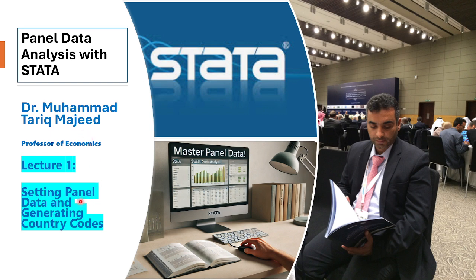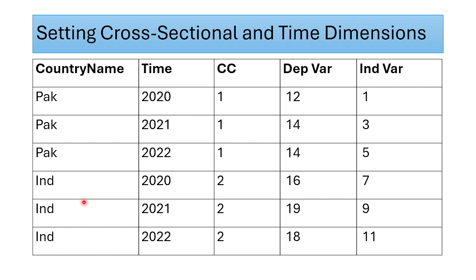The first lecture is on setting panel data and generating country codes. Here we need two dimensions for panel data. One is the cross-sectional dimension and the other is the time dimension. For the cross-sectional dimension, we can have the name of a country, firm, bank, anything which does not change over time. Here I have taken country names, Pakistan and India. The time dimension is 2020 to 2022.